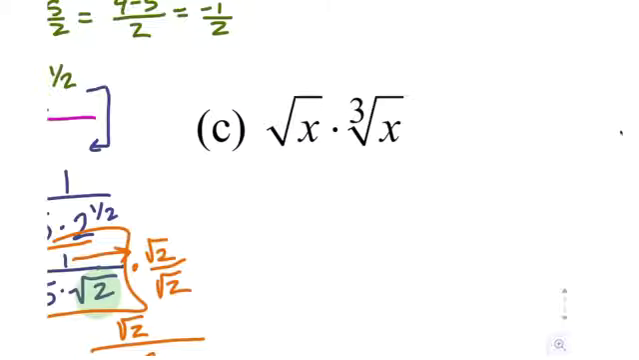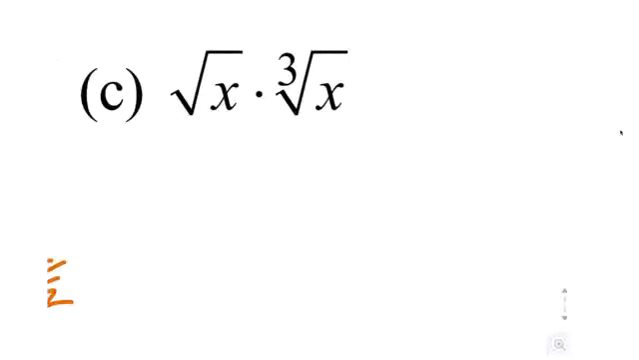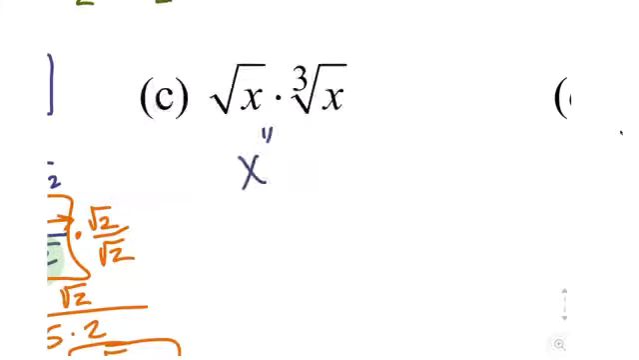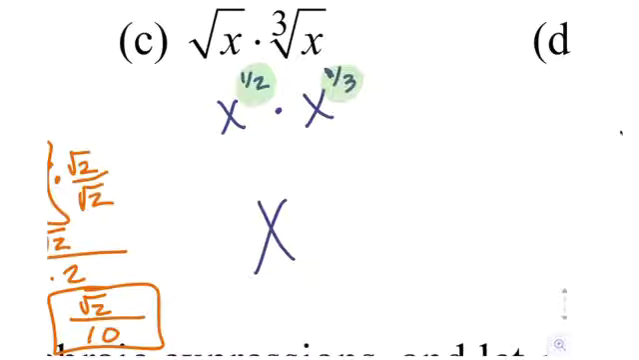Good. So the square root of x is the same as x to the 1/2 power. The cube root of x is the same as x to the 1/3 power. Okay, good. Now that the bases are the same and we are multiplying, what do we do with the exponents? We add them. So it's going to be x to the, I'll write it out here, 1/2 plus 1/3.